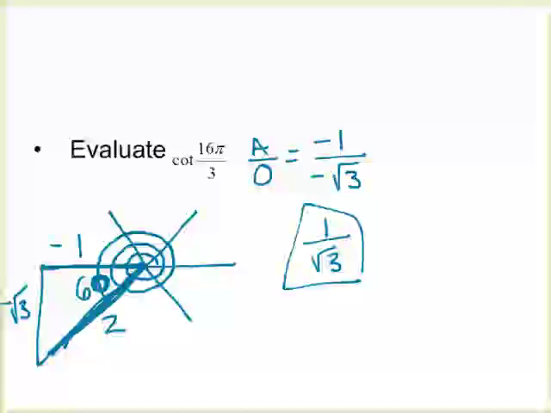Yes? How do you find the negative? For the horizontal segment, we look at whether it's on the left or the right of center. So this is on the left of center, so left is negative. Right of center would be positive. For the vertical one, we're looking at is it on the top or the bottom. Bottom is negative, top is positive. Okay.